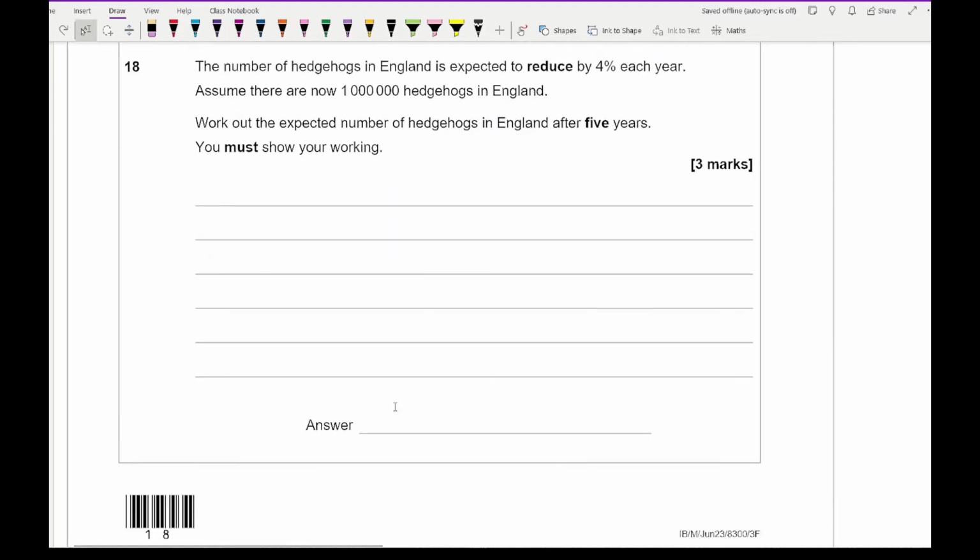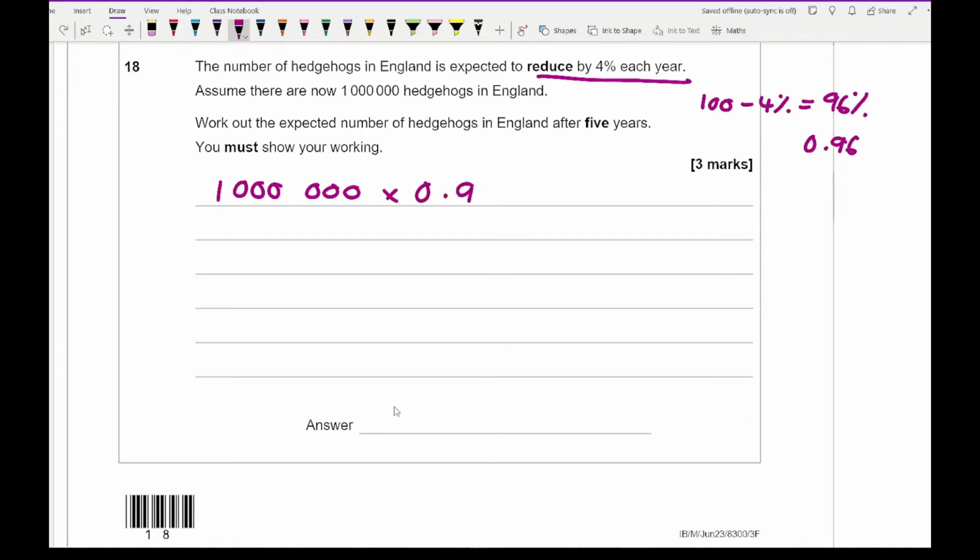Moving on to question 18, it says the number of hedgehogs in England is expected to reduce by 4% each year. Assume there are now 1 million hedgehogs in England. Work out the expected number of hedgehogs in England after 5 years. You must show your working out. Now this question is a compound interest question. Here we start with the original amount, which is 1 million. When we're decreasing by 4%, remember we always start with 100%, take away 4%, and that equals 96%. As a decimal that is 0.96. So we multiply by 0.96 to the power of however many years, and that's going to be 5.